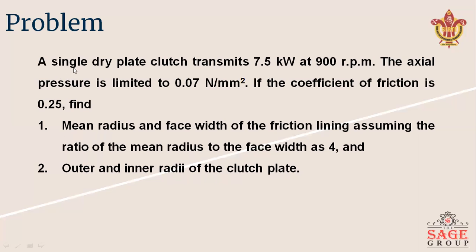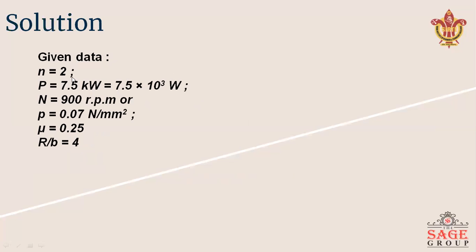The given data is 7.5 kilowatt, that is power, P equals 7.5 kilowatt, and at 900 rpm, that means speed capital N equals 900 rpm. The axial pressure, p equals 0.07 Newton per mm square, and coefficient of friction, that is mu, equals 0.25. So this is the given data. All the given data are written here, and n equals 2 for a single plate clutch. And we have to calculate the mean radius, face width, and outer and inner radius, R1 and R2.